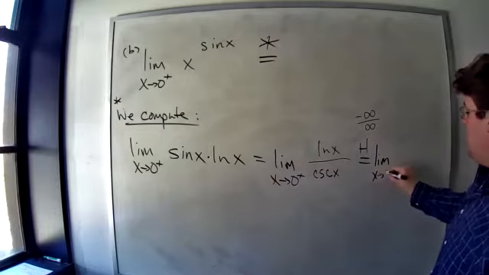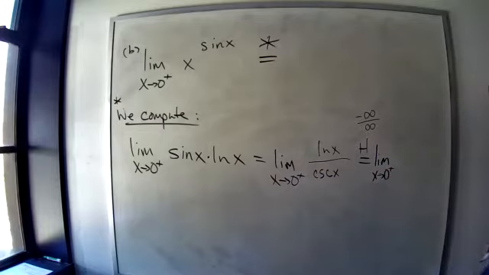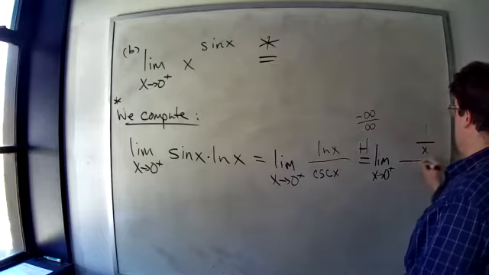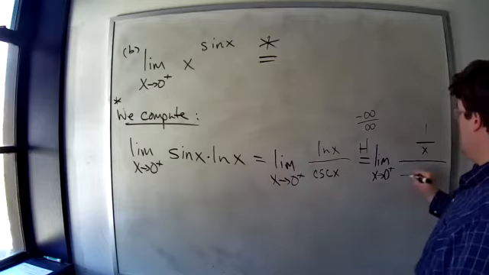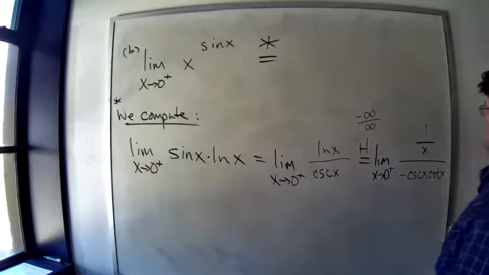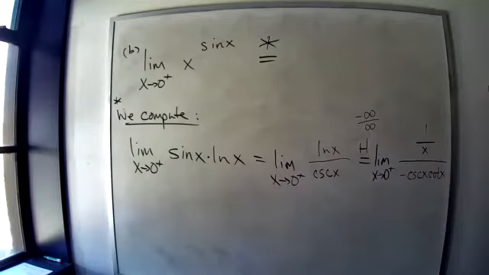Remember, L'Hopital's rule applies only to fractions which take a form 0 over 0 or infinity over infinity, positive or negative. Derivative of log x, 1 over x. Derivative of cosecant x is negative cosecant x cotangent x. Any questions about getting here?